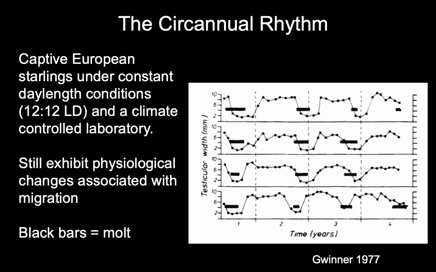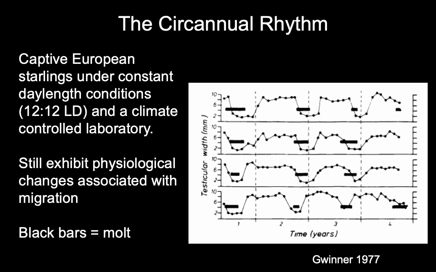We can also see the same thing happens in molt: the birds are still molting about once a year for these 4 years. Now, it's not perfect, and this is the case with any endogenous rhythm: it tends to free run, and these endogenous rhythms are not exactly on a 12-month cycle. Depending on the species and the individual, it could be more like 12 and a half months, or 13 months, or 11 months, or 10 months. So it's not perfect, but it's still endogenous. It will run indefinitely into the future, though it may be a little bit longer or a little bit shorter.